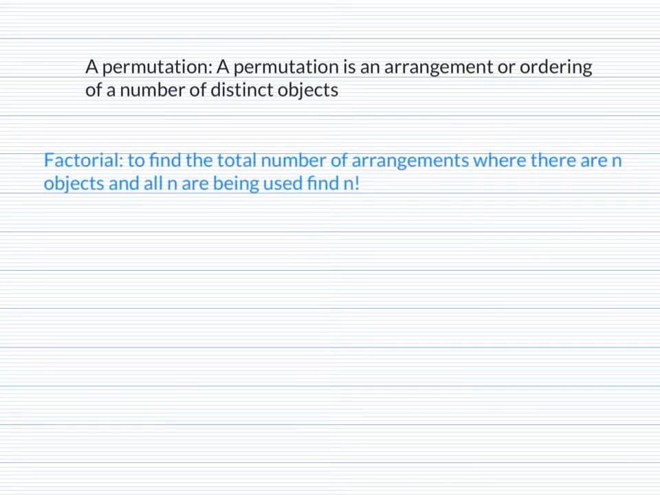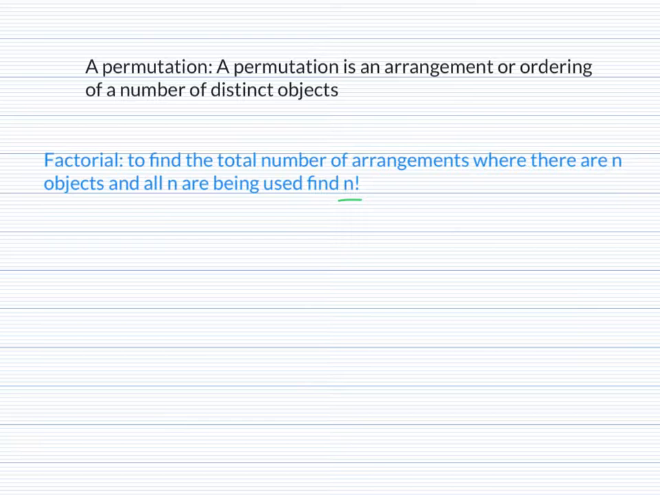We're going to take a look at 2 different types of permutations. One where we have n amount of distinct objects and we're going to use all of those objects, and the other one is where we have n total objects but we're only going to pick a couple of them. So let's look at that first one. A factorial is to find the total number of arrangements where there are n objects and all n are being used. You just need to find what's called n factorial. So this right here means n factorial.